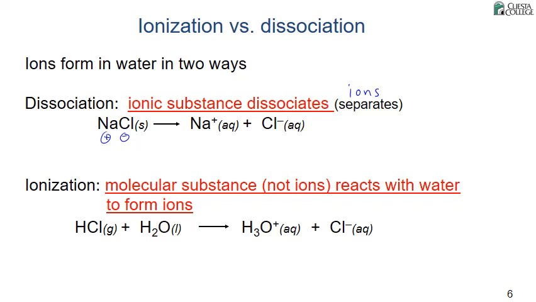An example of that would be HCl in the gas phase. While HCl you might think of as H plus and Cl minus, in the gas phase it's just a molecular substance, individual HCl molecules that are separate from each other. When HCl gas is bubbled into water, it forms the hydronium ion and a chloride ion. So there are new ions that are present where there didn't used to be ions at all.